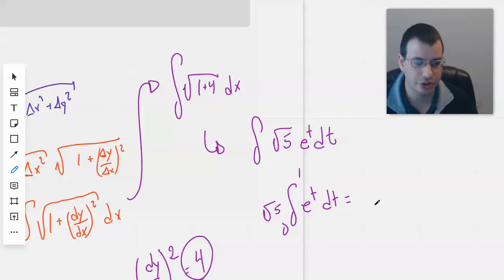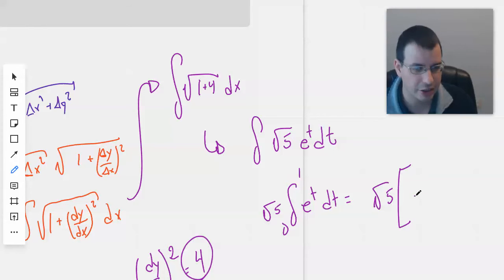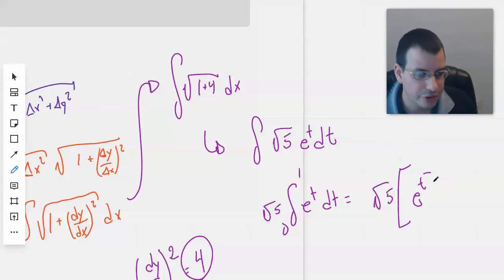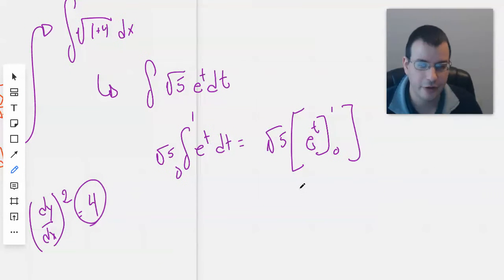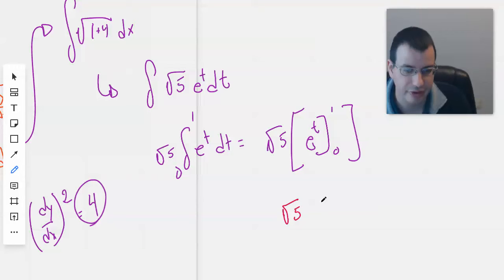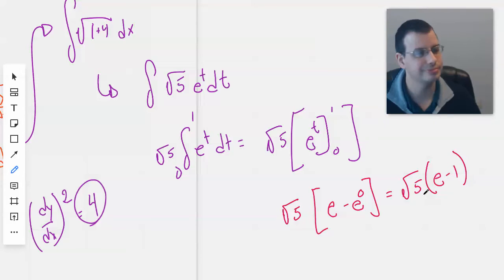This equals the square root of 5 times, make a bracket here, e to the t, because the integral of e to the t will just be e to the t. We'll integrate from 0 to 1, another bracket. Probably should have done parentheses. And this will give us, when we evaluate it, square root of 5 times e to the first, which will be e, minus e to the 0, which will be 1. So we have the square root of 5 times e minus 1. Yeah, I'm good with that.